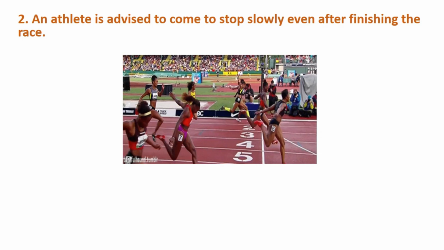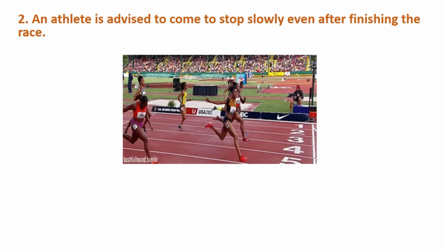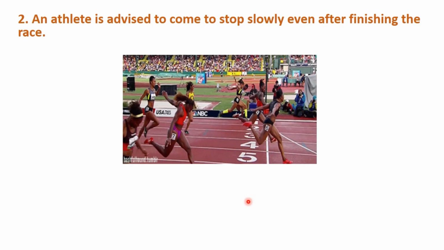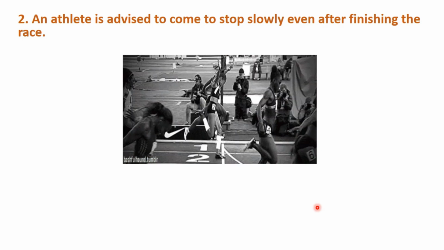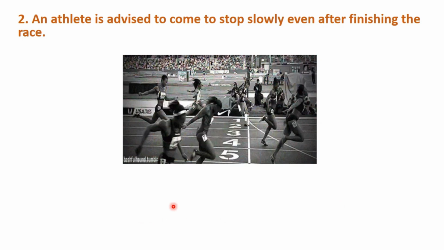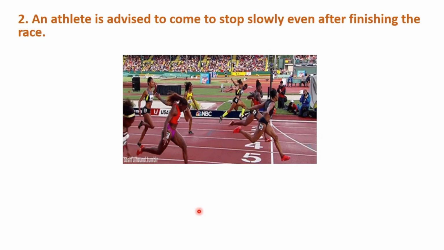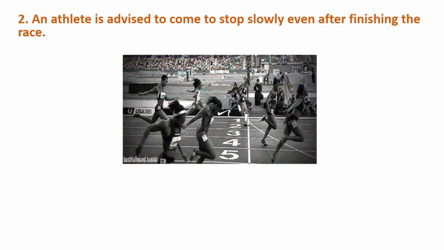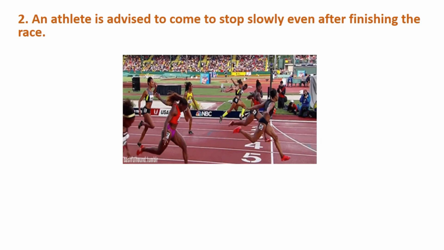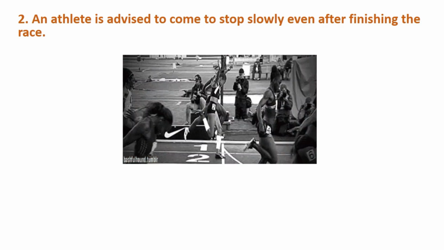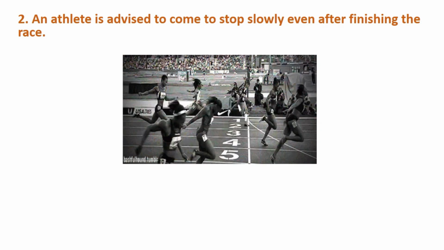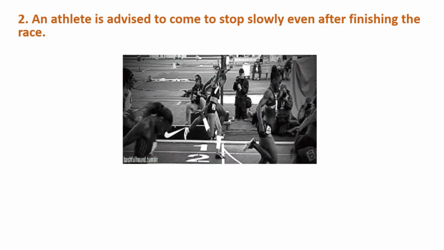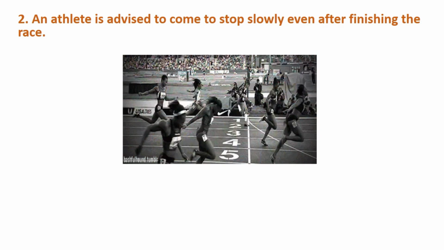Because the athlete was in which state? Motion. And if the athlete stops suddenly, then the athlete can fall in which direction? The athlete can fall in the forward direction. Because of which property? Inertia of motion. Because the athlete was in motion, so it tends to remain in motion. And to oppose that, the athlete can fall in the forward direction.